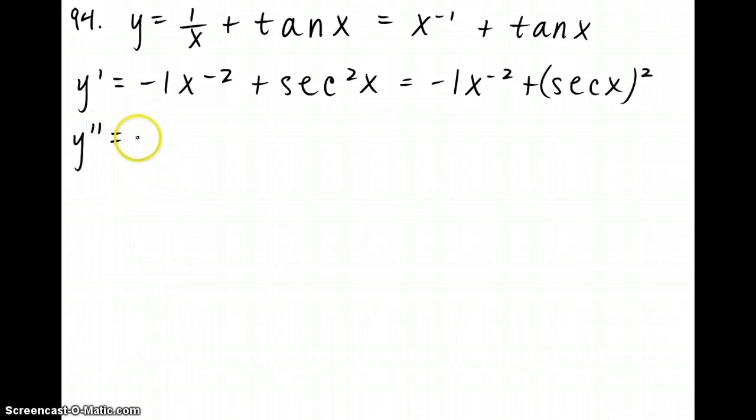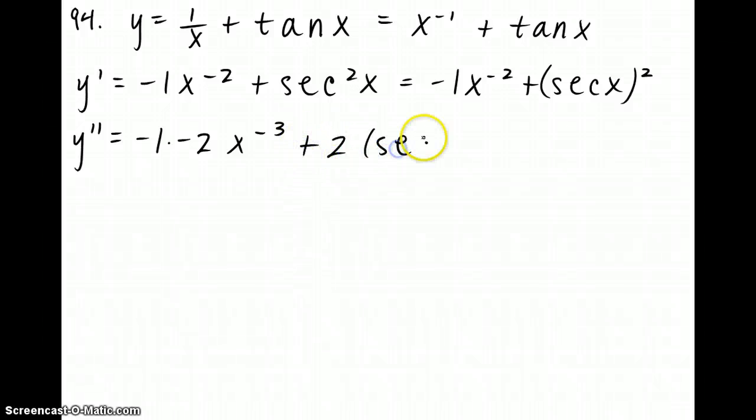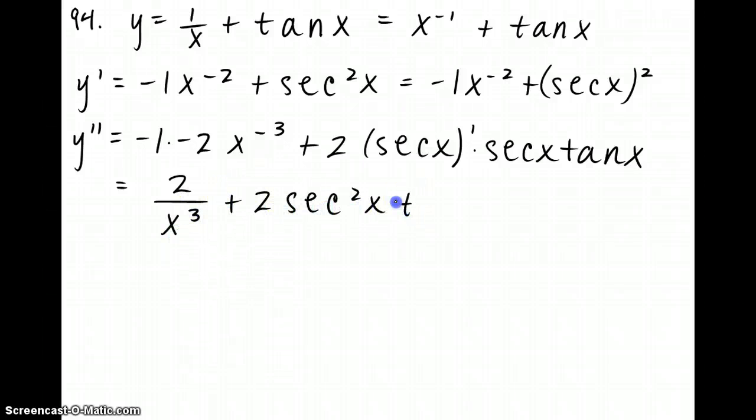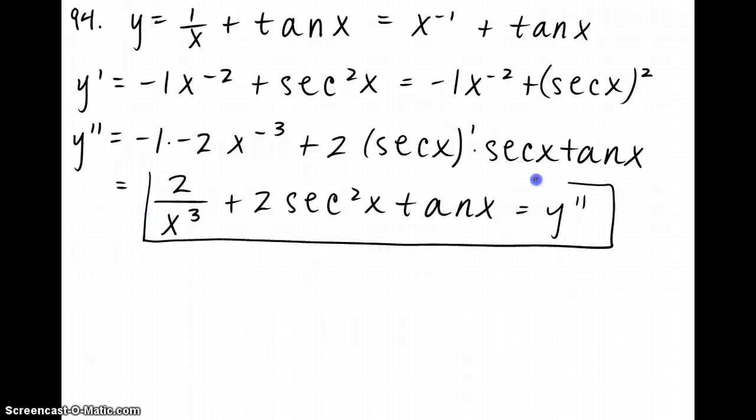So y double prime using my power rule, bring the exponent down, subtract 1 from the original. Now using chain rule, deriving something being squared, 2 times that something to the first power times the derivative of the inside. So we get 2 over x cubed plus 2 secant squared x tan x. Positive exponents. You don't need to worry about one fraction because it doesn't involve a radical. So that would be our final answer.